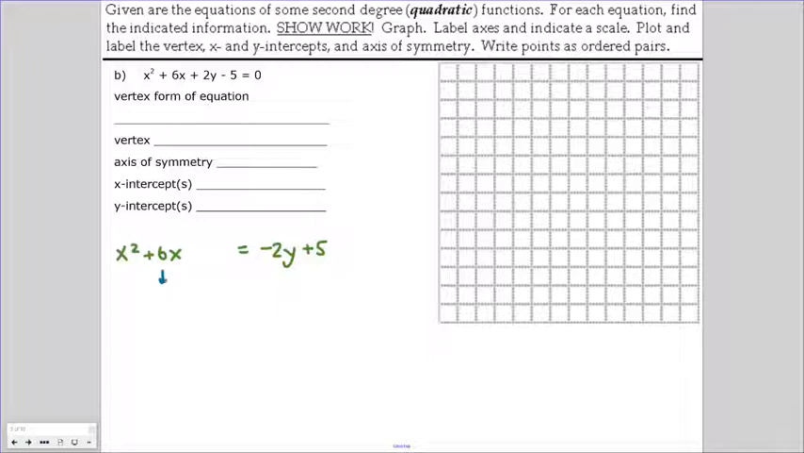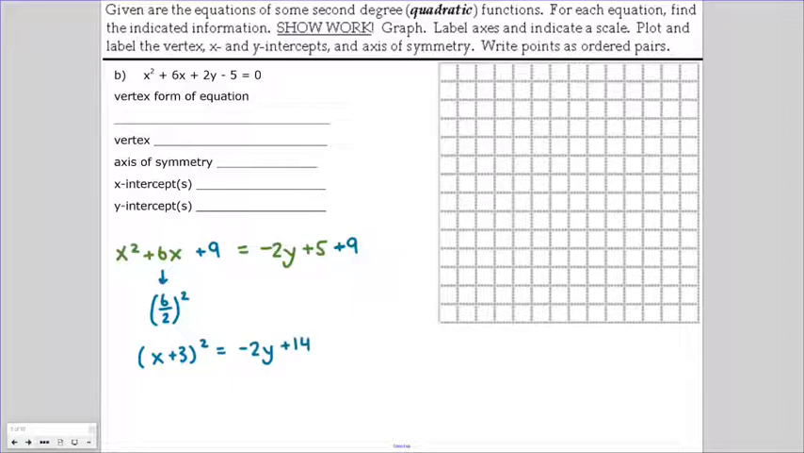Now, to complete the square, we're going to take that value of b, which is 6 in this case. We're going to divide it by 2, and we're going to square it. So we're adding 9 here. There's no coefficient I factored out on the left-hand side, so we're adding 9 on both sides this time. And then I'm just going to simplify. So that left-hand side is going to factor to x plus 3 squared. And the right-hand side is going to simplify to negative 2y plus 14.